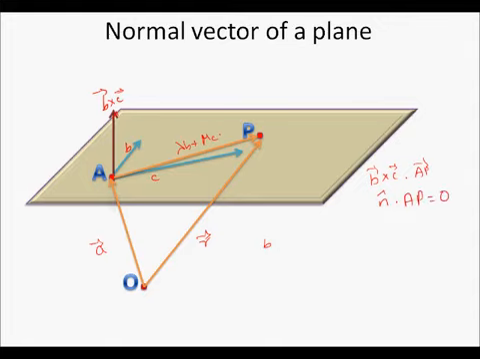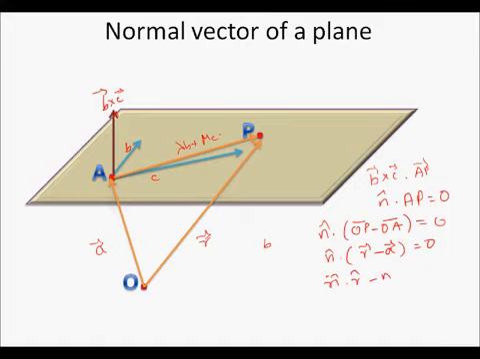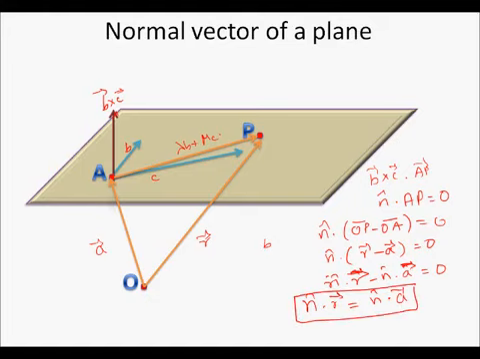So what is AP? AP is nothing but OP minus OA. This was also done when we were talking about position vectors. So what is OP? OP is R and OA is A. So this is the equation we are going to get: N dot R minus N dot A is equal to 0, which means that N dot R is equal to N dot A. This is the vector equation of a plane in normal form, where we are using the normal vector to define the equation of a plane.